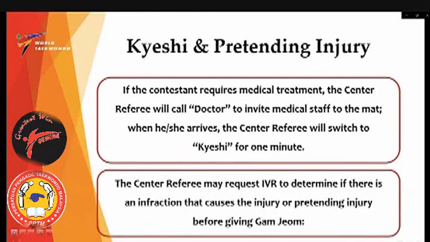If the center referee is not sure whether a contestant is pretending injury or not, the center referee can use their own card to check. For example, let's say there is a punch and the player grabs their head and goes down. And the center referee is not sure. They think maybe it was the body. They will use their IVR card to request video replay to see if they're pretending injury or not. If a player is pretending injury, they will receive the gamjan for falling down, if there was a falling down, and a second gamjan for misconduct.